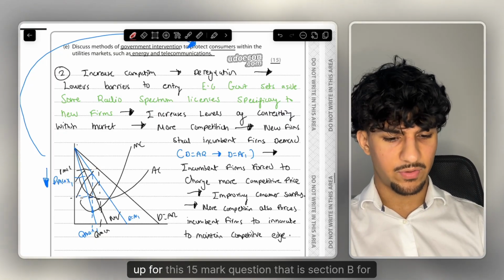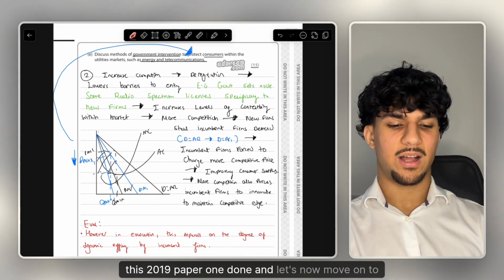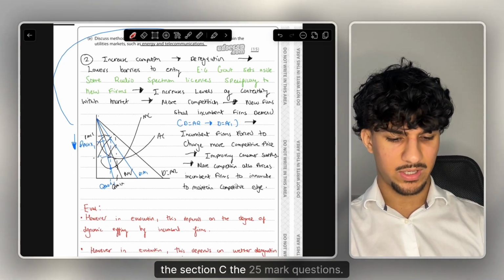But that is where I'm going to wrap it up for this 15-mark question. That is section B for this 2019 paper 1 done. And let's now move on to section C, the 25-mark question.